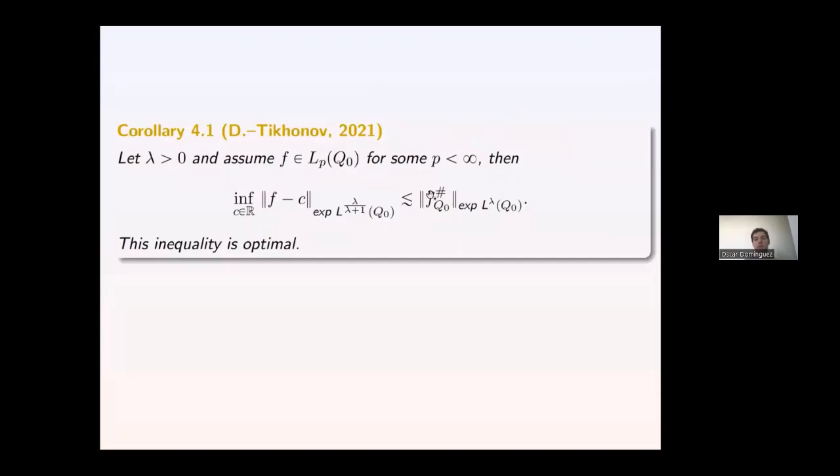So if you know that the sharp maximal function belongs to this Orlicz space, then the function f belongs to this Orlicz space. But there is a shift, as we know there should be, because otherwise the result is false. Here you cannot have the same space. And the shift is given by this parameter, lambda divided by lambda plus 1. And this inequality is optimal, so you cannot improve this shift here.